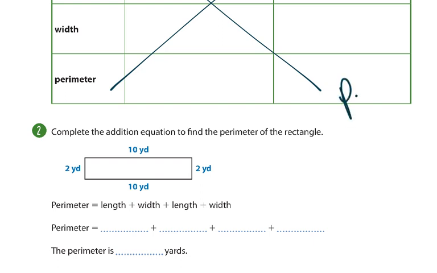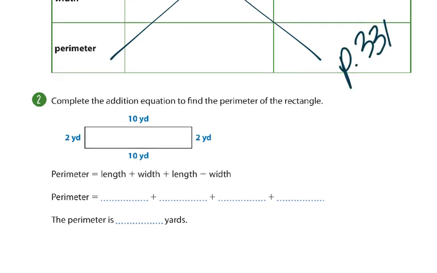Okay, page 331, we're doing number 2. It says complete the addition equation to find the perimeter of the rectangle. Perimeter equals, and remember perimeter is like this little fence that goes all the way around a rectangle. Perimeter goes all the way around, so it's like a little fence.